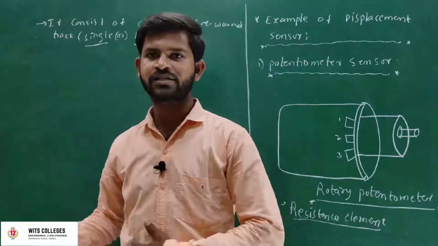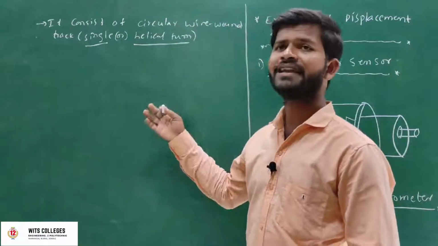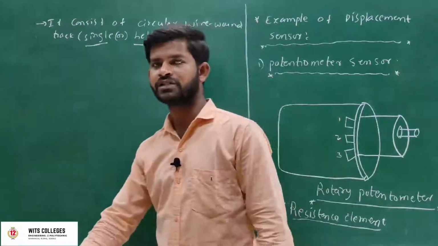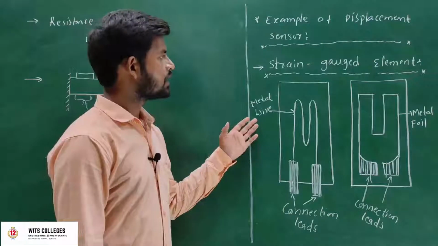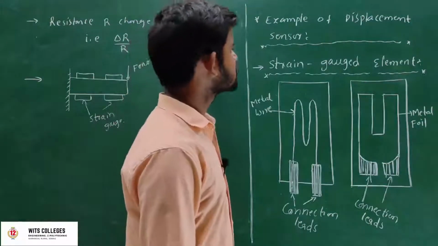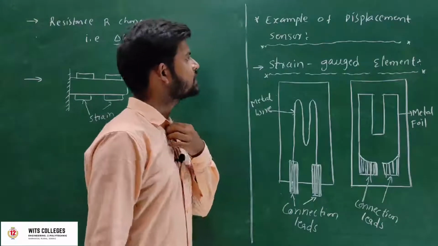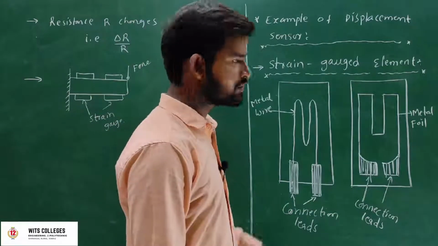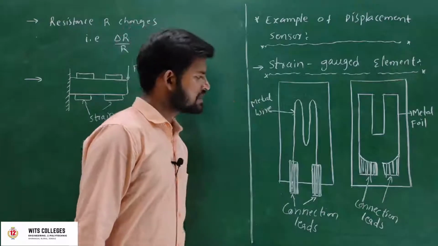Okay, then we go next to the strain gauge element. This is the second example of a displacement sensor.